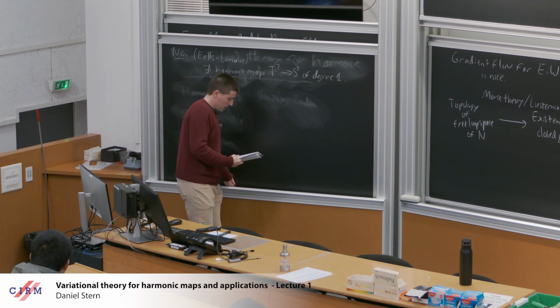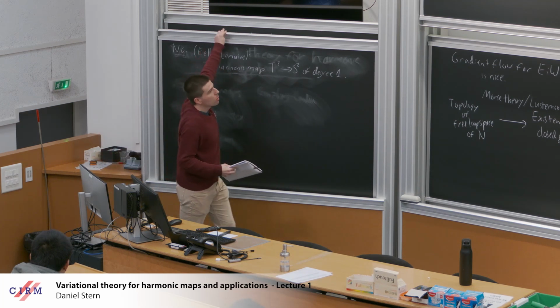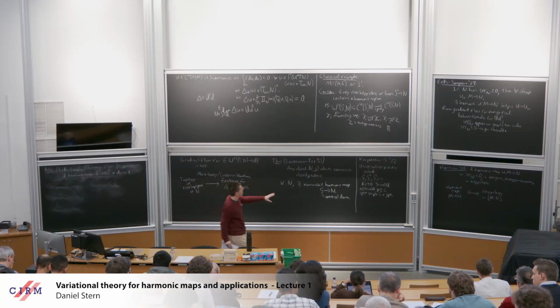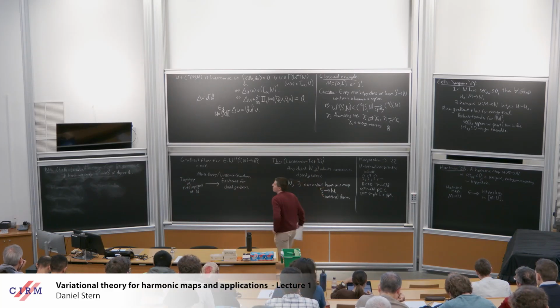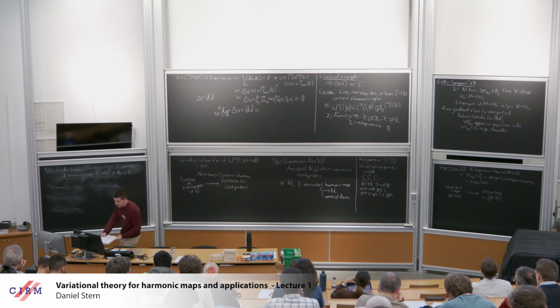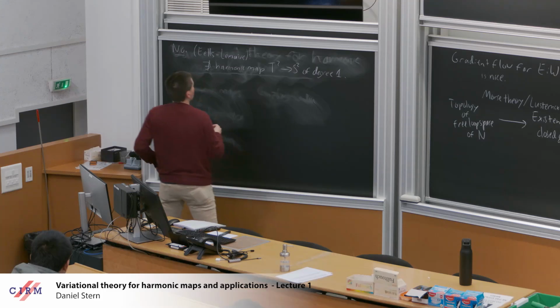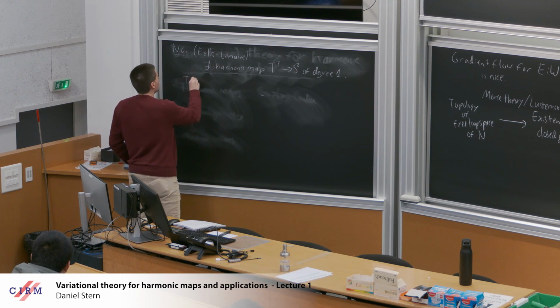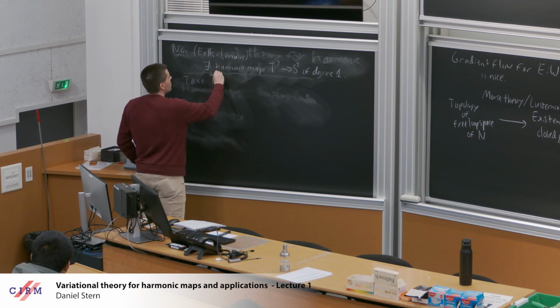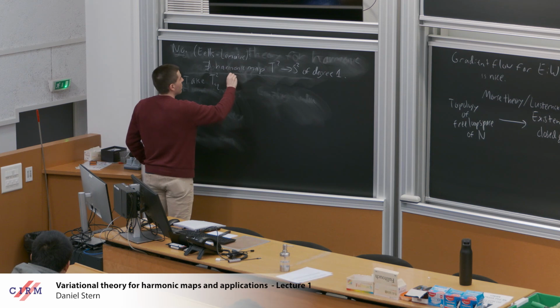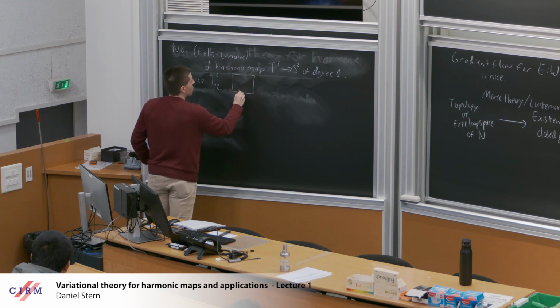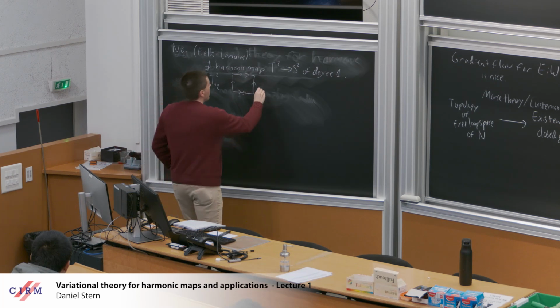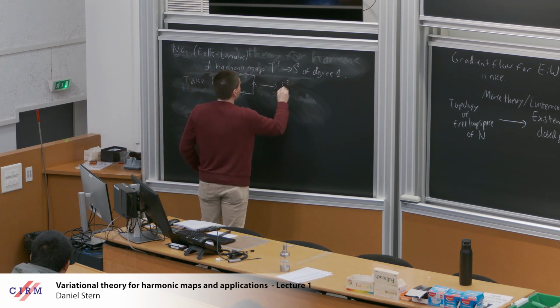So let's think about what would happen if we tried to just minimize energy, to find a minimizer. Let's go ahead and fix a metric here and say we're talking about T^2 with its flat square metric. Okay, so here's T^2, and we want to find maps to S^2 of degree 1.